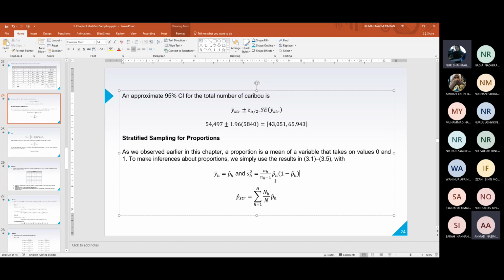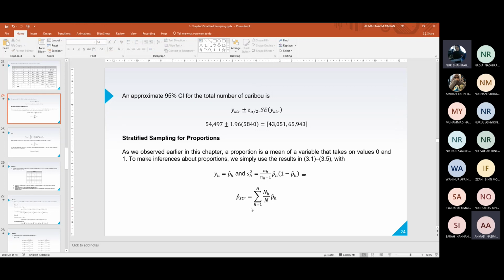Okay, this is actually, if you remember, NPQ. But this is just actually the NPQ over n minus 1. But you need to calculate the NPQ over n minus 1 for each stratum. Therefore, by using this, let's say, for example, we have a proportion value.